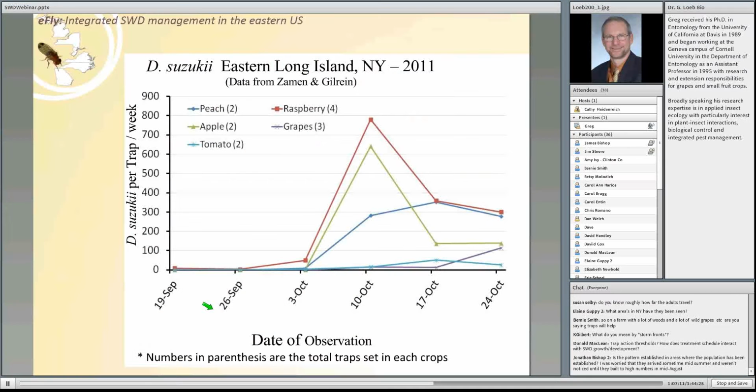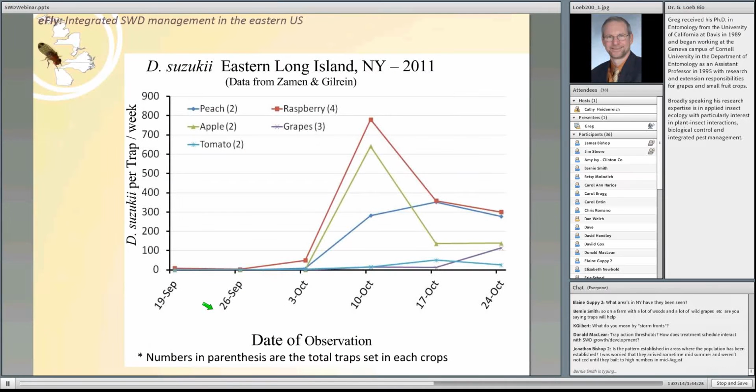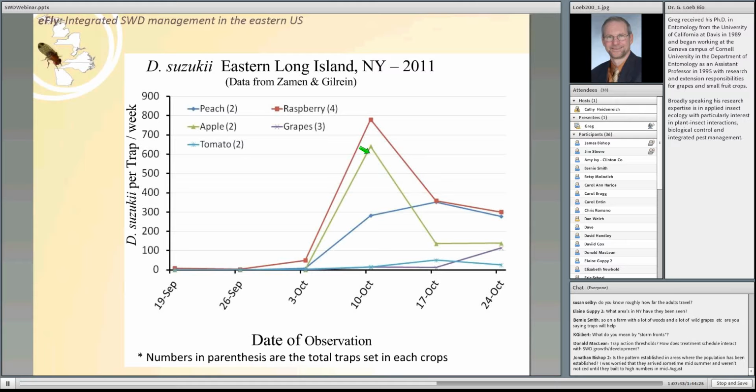I wanted to show you a little data real quickly from Long Island up into October. Farouk had traps, these apple cider vinegar traps, in a number of crops: peach, apple, tomato, raspberry, and grapes. So these are for adults. Again, he had his traps out in early to mid-September and didn't catch too much. Then in October, he really started catching a lot. And he caught the most in this raspberry field, where I think he was also seeing evidence of damage in the fruit. He also caught a lot in this apple field.